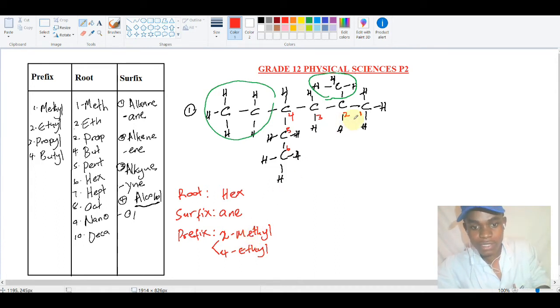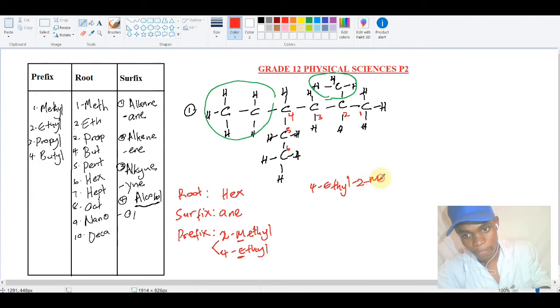As you can see here, 1, 2. On number 2 we have got the methyl, but we are not going to start with the methyl because M comes after E. You see, it's A, B, C, D, E, right? And then M comes after. So we are going to start with the ethyl, no matter its position, because it comes first alphabetically. So we have got 4 dash ethyl dash 2 dash methyl.